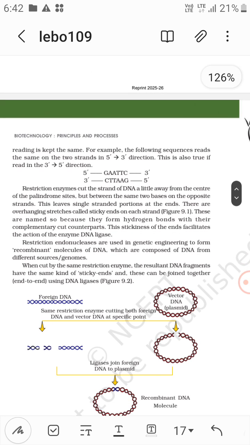Now the restriction enzyme cuts the strand of DNA a little away from the center. It does not cut exactly at the center of the palindrome, but a little away from it, between the two bases on the opposite strand.